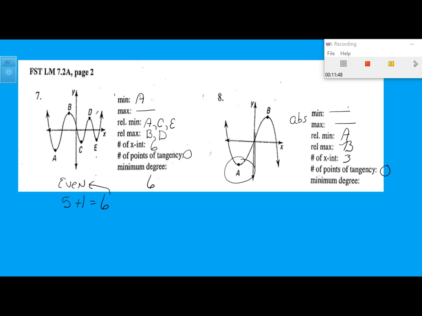Once again, we'll look at number 10 or 9 next. They have tangency on there. Minimum degree, it's got to be odd because one branch is up and one branch is down. And I've got 2 turning points. Add 1 to that, so it's a 3rd degree polynomial at least.